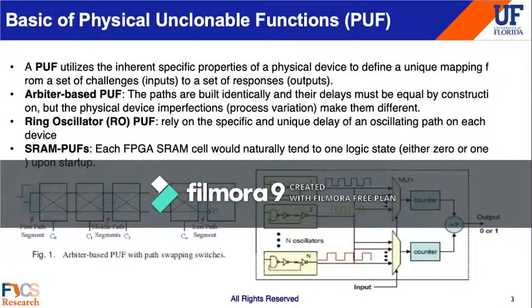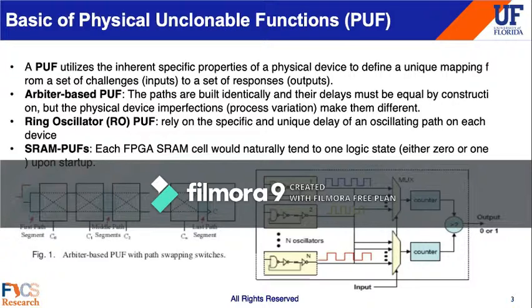So first, a PUF utilizes the inherent specific property of a physical device to define a unique mapping from a set of challenges into a set of responses. There are multiple types of PUF, like the arbiter-based PUF, ring oscillator PUF, SRAM PUF, and the butterfly PUF. They are all great methods to prevent counterfeiting activities, but they all have their disadvantages for our experiment.